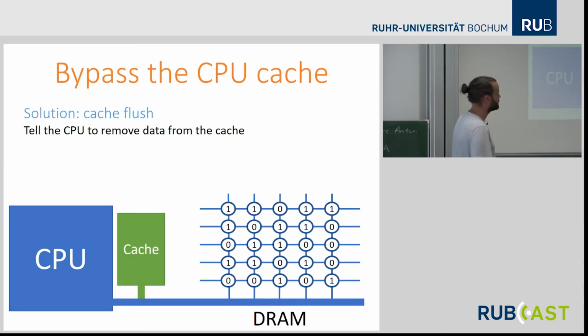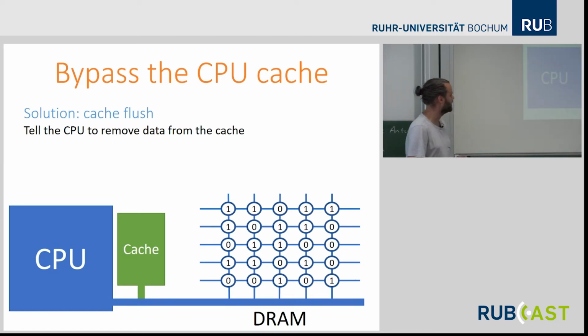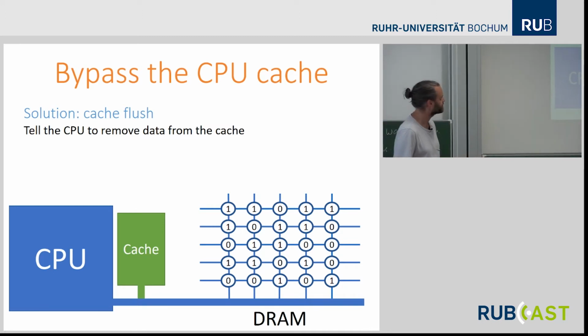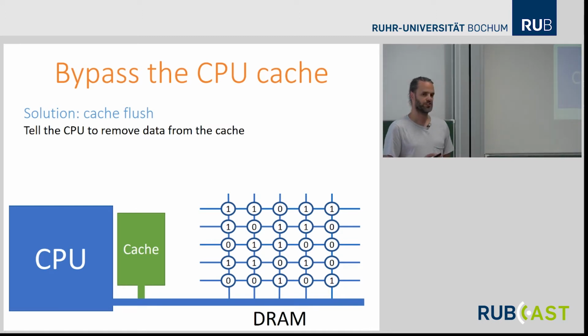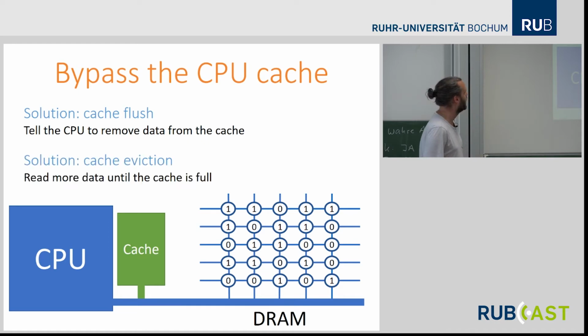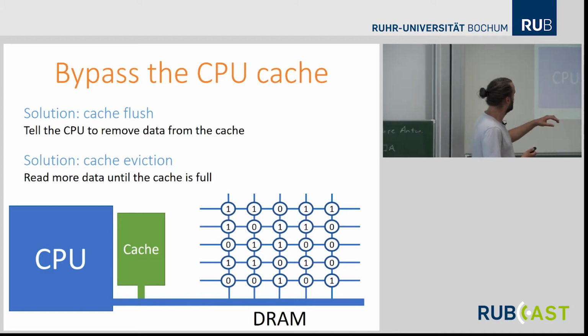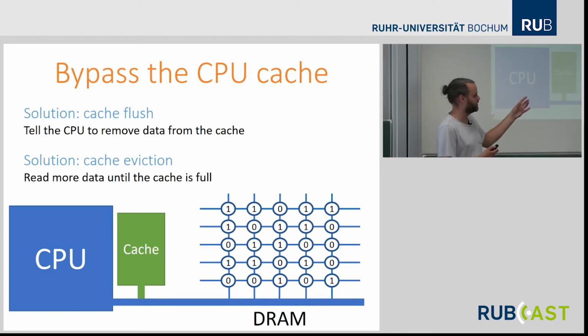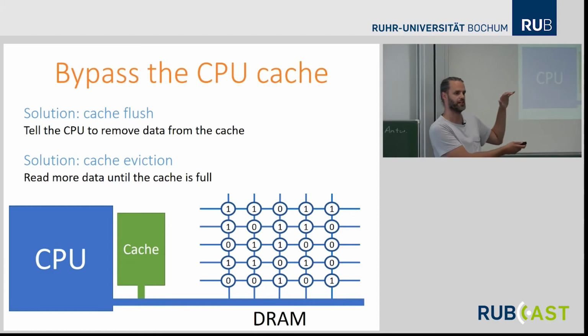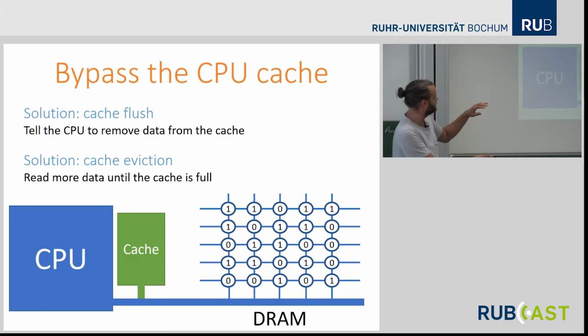One solution that we have seen so far is using clflush. This is basically an instruction where you tell the CPU, please remove this bit of data from the CPU cache so that next time I read it from DRAM. Another solution is using cache eviction. So you can read more data from DRAM until you fill the entire cache or part of the cache, and then your aggressor row will be removed from it so that you can read it again from DRAM.